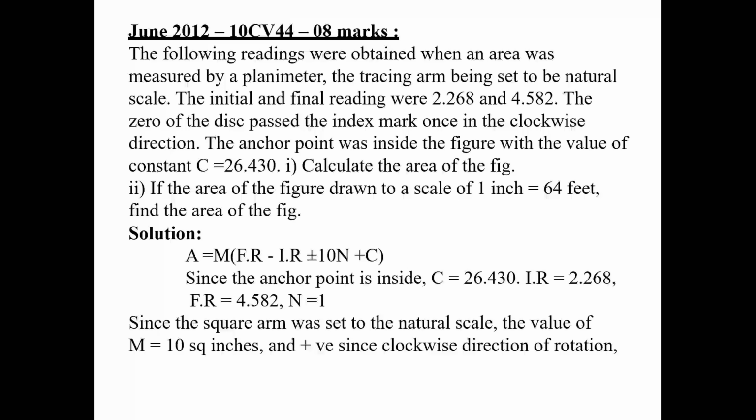The disc will pass the index once and in clockwise direction, so n equals 1 and the sign is positive. The anchor point was inside the figure. Inside the figure means C should exist, with the value of constant C equal to 26.430.